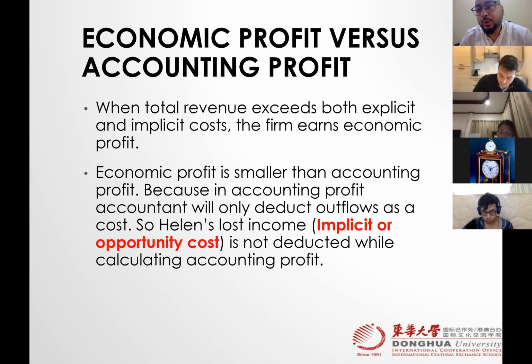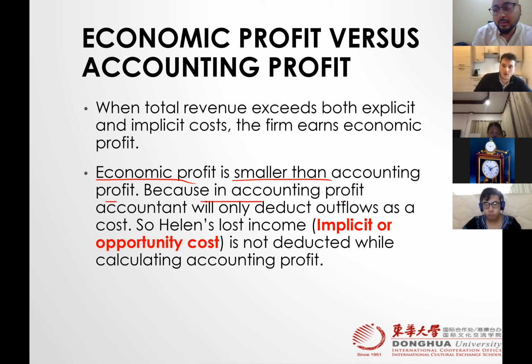So when total revenue exceeds both explicit and implicit costs, the firm earns economic profit. So whose cost is greater? Economic total cost is greater. Why? Because it includes implicit cost as well. So in that sense, economic profit is smaller than accounting profit because in accounting profit, the accountant only deducts outflow, which is explicit cost. So Helen's lost income or opportunity cost is not deducted while calculating the accounting profit.